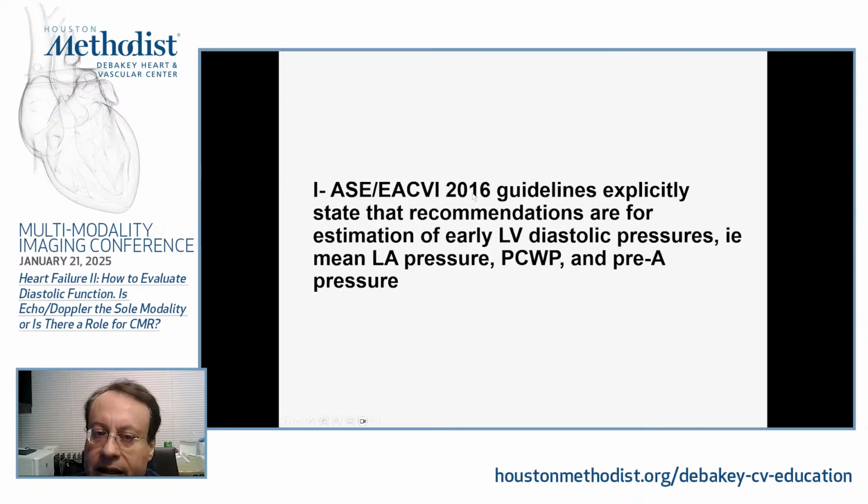The ASE guidelines in 2016, in conjunction with the European Association of Cardiovascular Imaging, recommended that we should aim for the estimation of early left ventricular diastolic pressure, so meaning mean left atrial pressure, wedge pressure, and pre-A pressure. All these three pressures are very similar to one another. And why do we want to aim for these pressures as opposed to end diastolic pressure? Because these pressures are the ones that determine the filtration that happens across the alveolar capillary region, and that determines the development of pulmonary congestion symptoms and pulmonary edema.